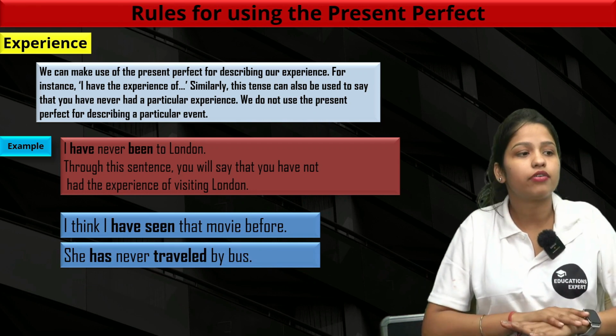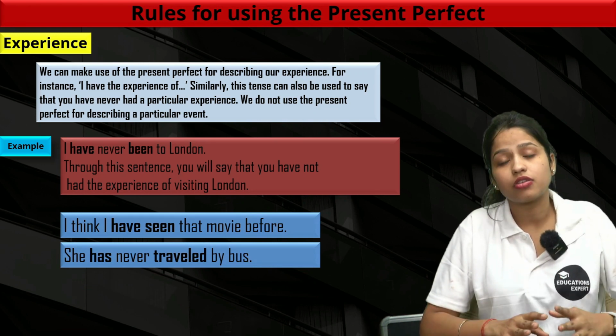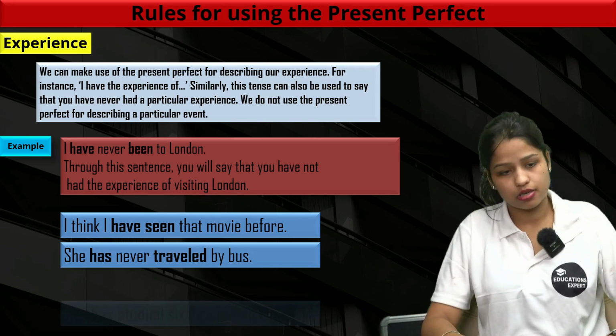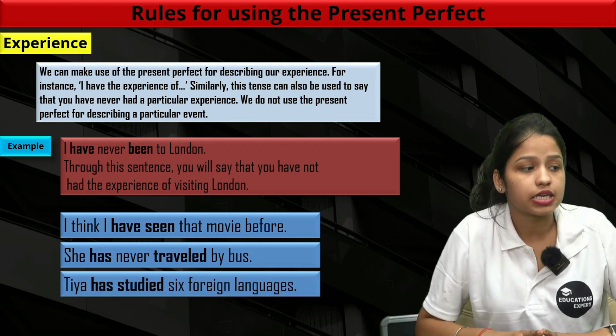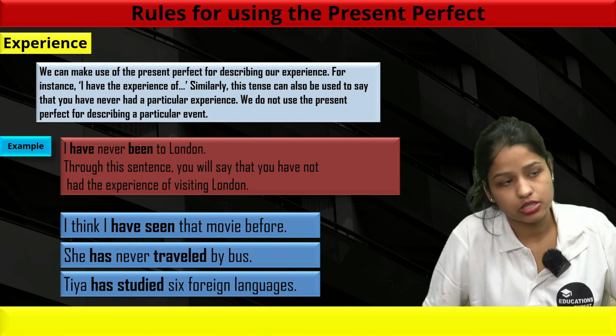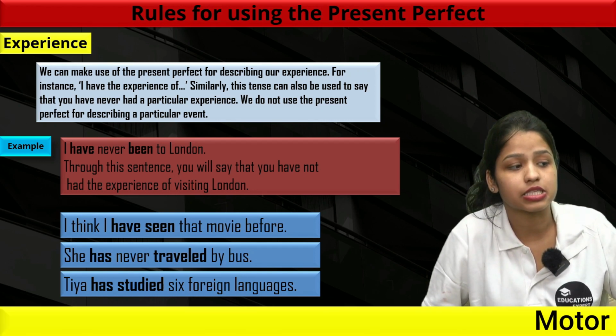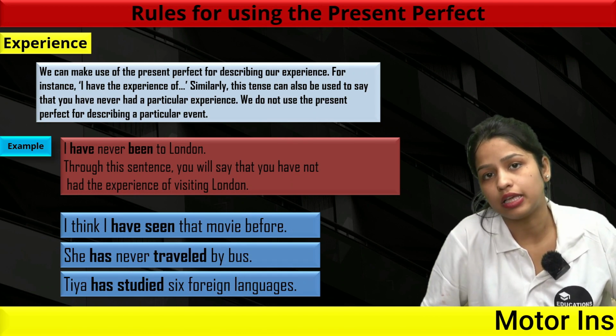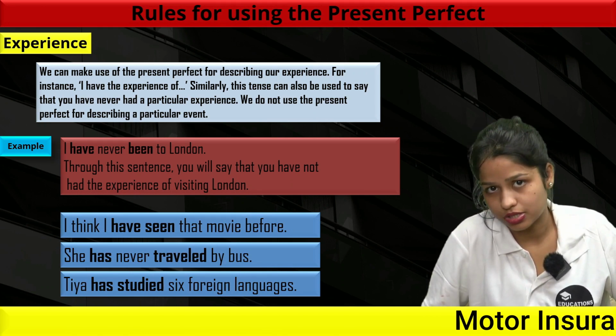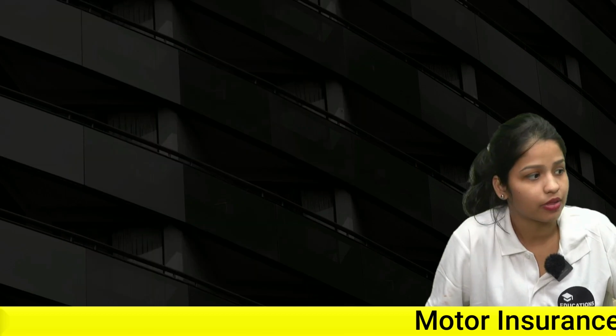She has never had the experience of traveling by bus. Clear? Tia has studied 6 foreign languages. That means she has experience of learning 6 foreign languages. I hope this is clear for you.